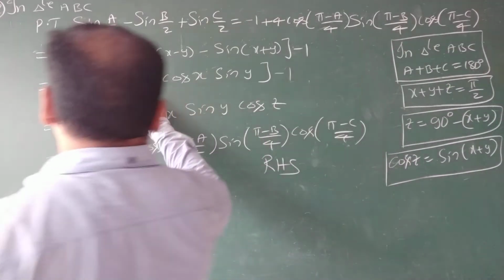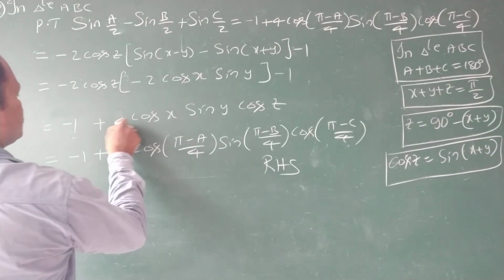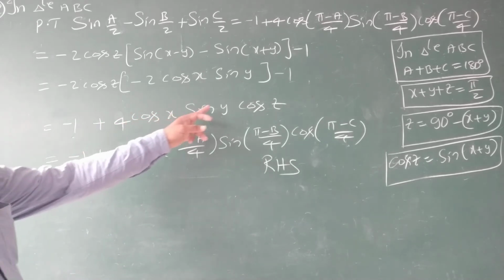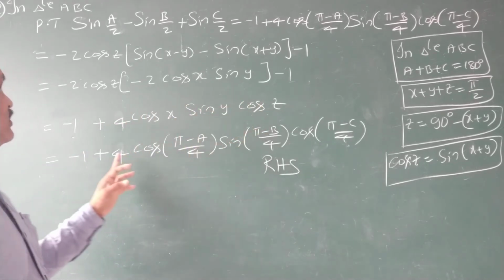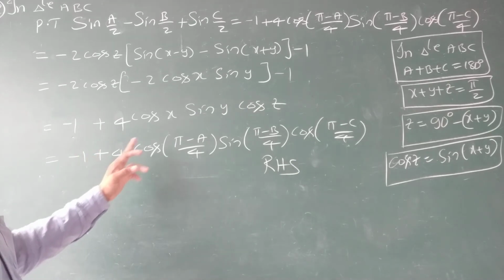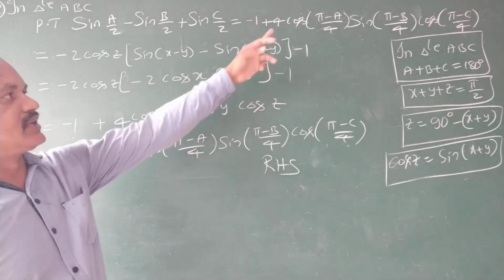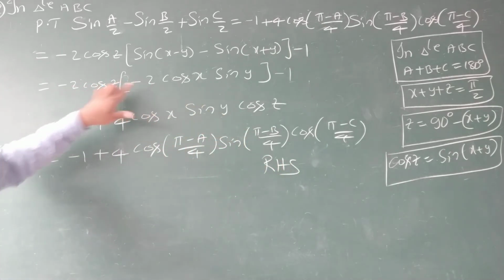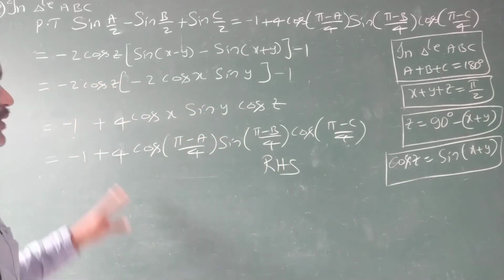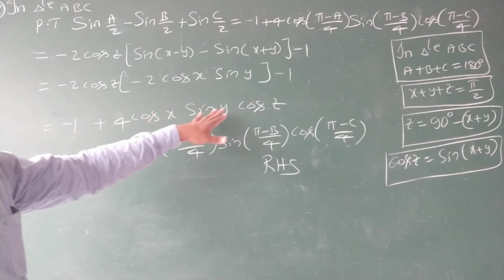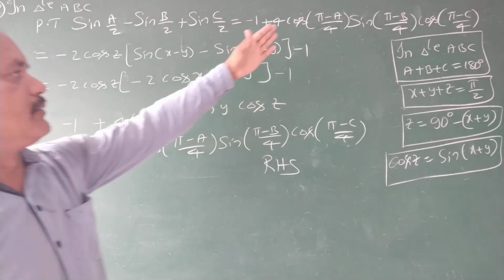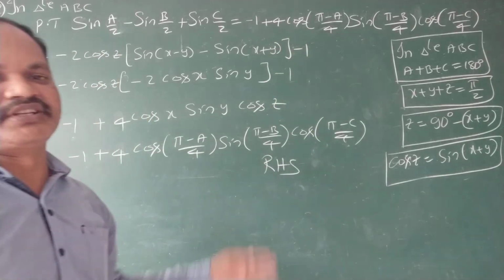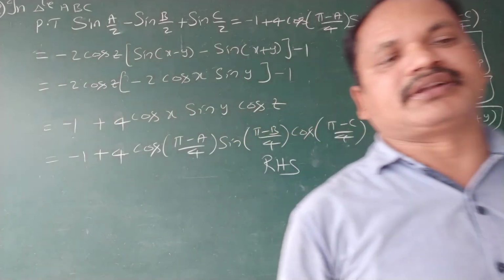Here minus 2 into minus 2 is 4. That's why minus 1 plus 4 cos x sin y cos z, that is minus 1 plus 4 cos pi minus a by 4 sin pi minus b by 4 cos pi minus c by 4, which is the RHS. Already x is pi minus a by 4, y is pi minus b by 4, z is pi minus c by 4. Now we are going to the second method for this question.